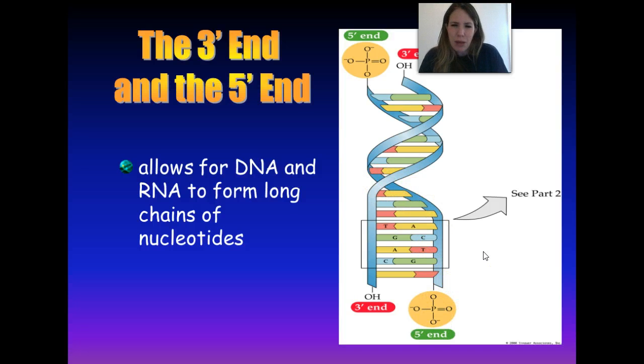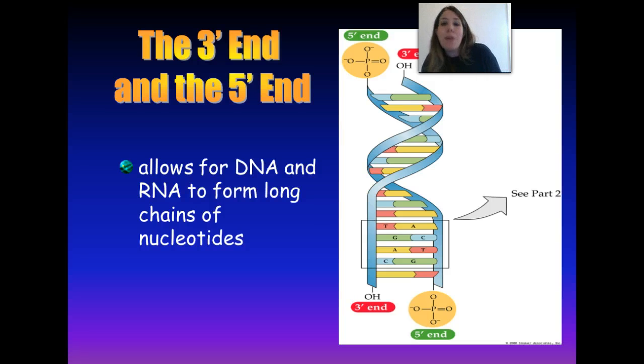Now, what do we mean by 3', 5'? It doesn't seem to make any sense. Well, remember those deoxyribose sugars. Remember, anything ending with OSE is a sugar. Well, there's 5 carbons, so we can number them 1, 2, 3, 4, 5. And depending on which of those 5 carbons is facing up or facing down, it'll be either the 5th one, which will make it a 5' end, or the 3rd one, which will make it a 3' end. And so that's where those terms come from. They're referring to which carbon is up or down on the thing.